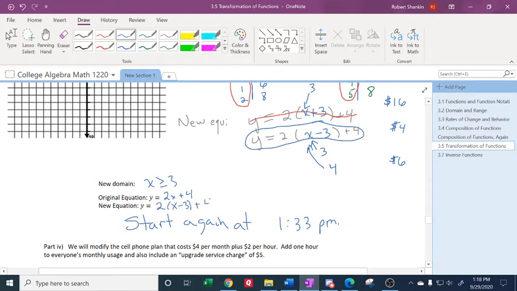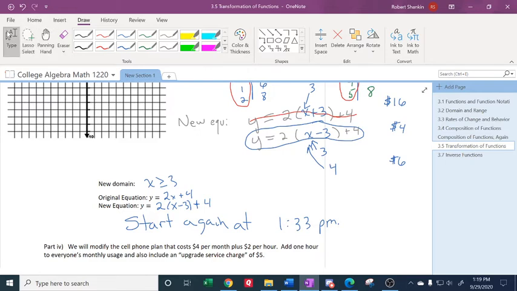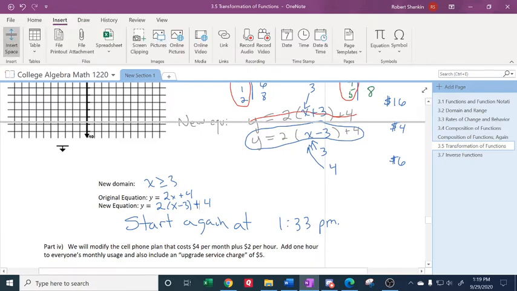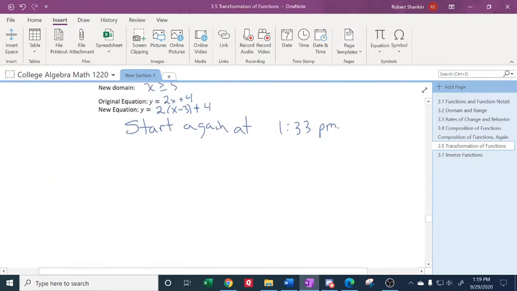Mr. Shankin? Yes, how can I help you? Sorry. Question about number 27 on the 3.5 homework. Can you go over that really quick? Sorry. 3.5, number 27. Yes. Okay. After the break, that'll be the first thing I do. Okay, sorry. No problem.